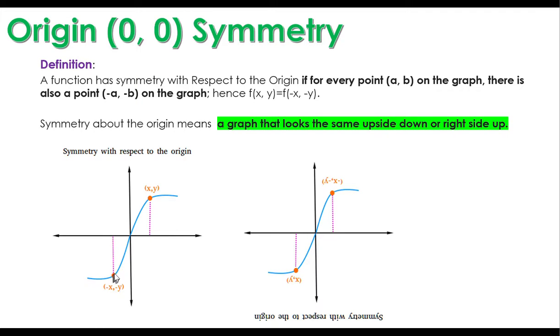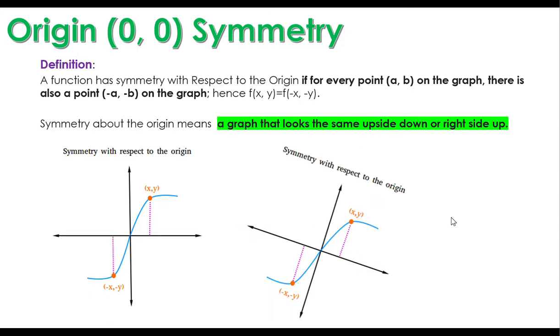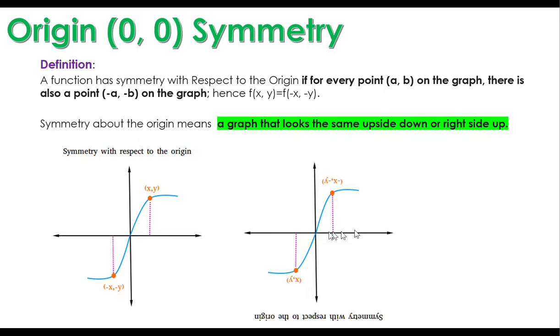So if you look at this blue line right here, and we flip it upside down, you still have the blue line right there. Watch this animation, how this is going to rotate. You see? Even if I flip it upside down, it would still be the same graph. We call these functions odd functions.